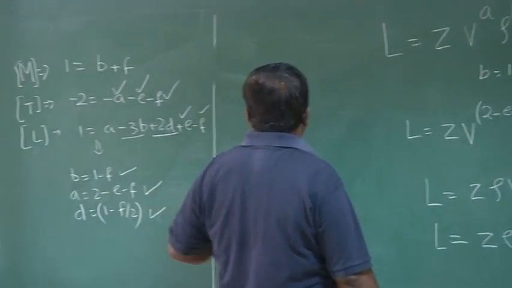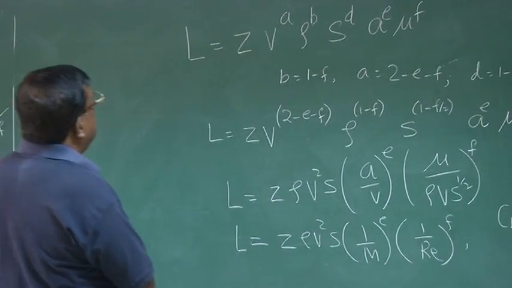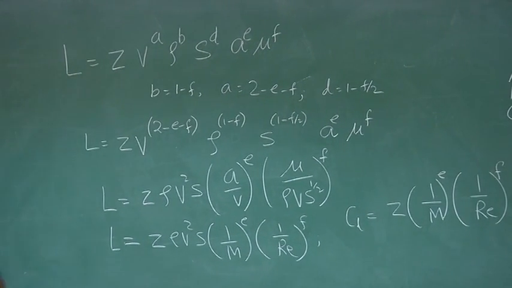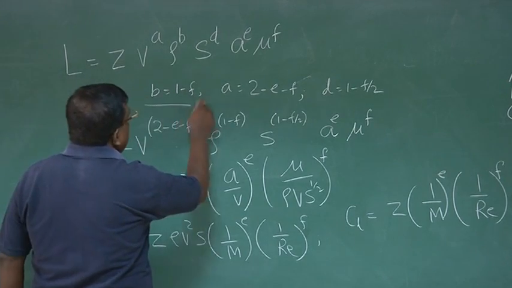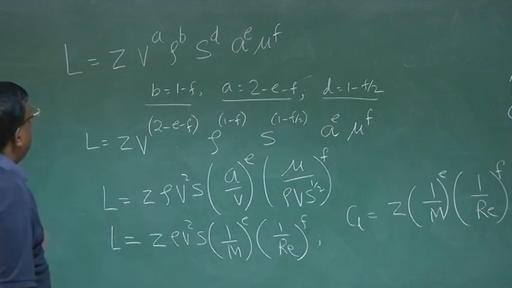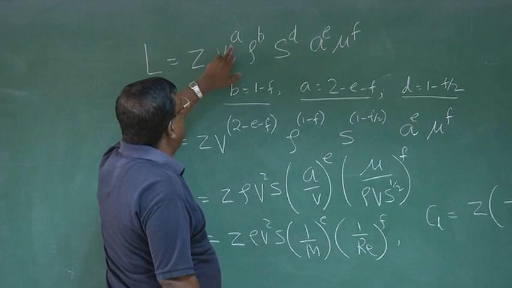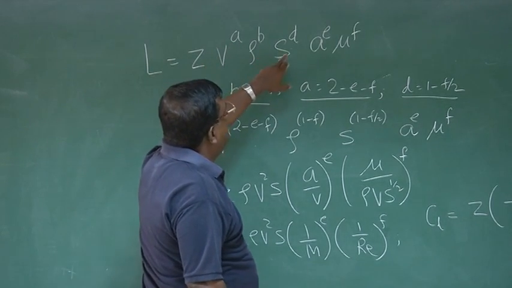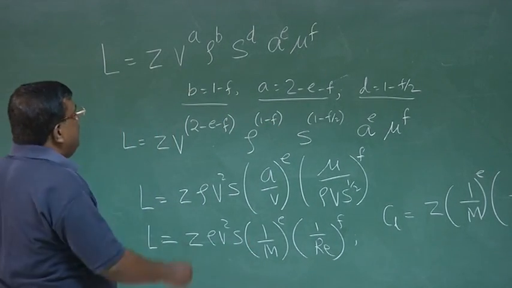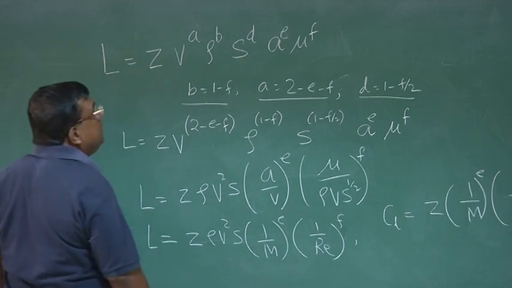By doing the earlier part of algebra, a little bit of manipulation here, we have seen that b is 1 minus f, a is 2 minus e minus f, and d is 1 minus f by 2. And we have already modeled lift as z, which is a constant, v to the power a, rho to the power b, s to the power d, a to the power e, and mu to the power f. And we know the expression for a, b, and d.